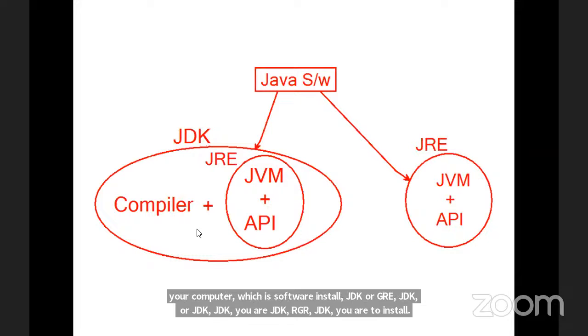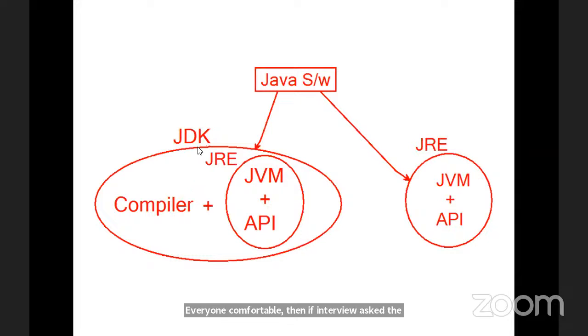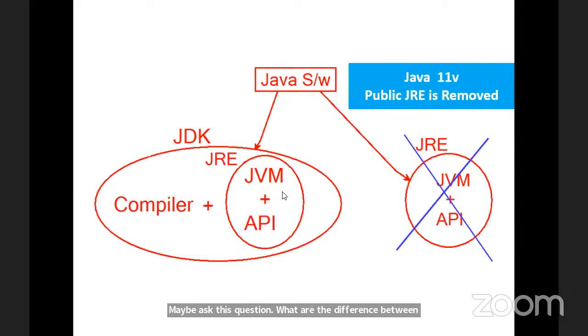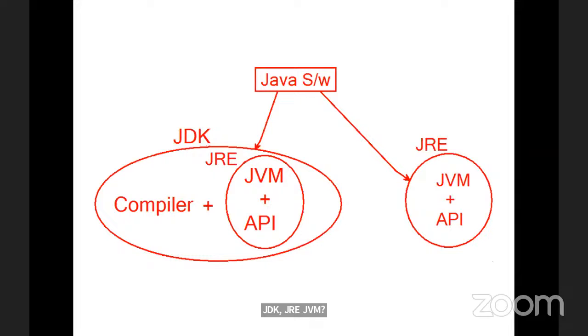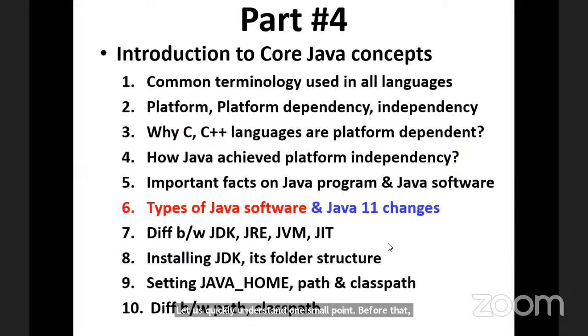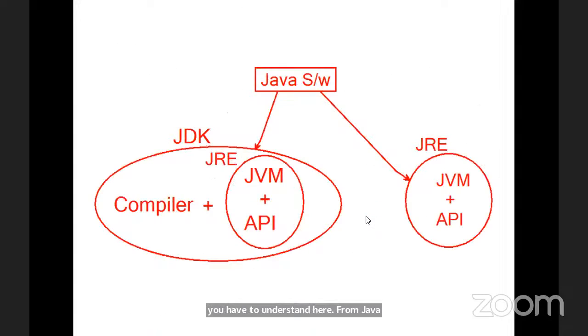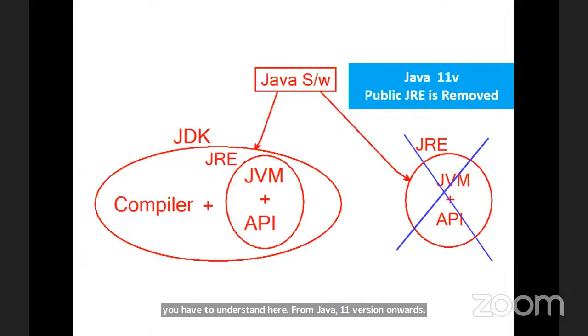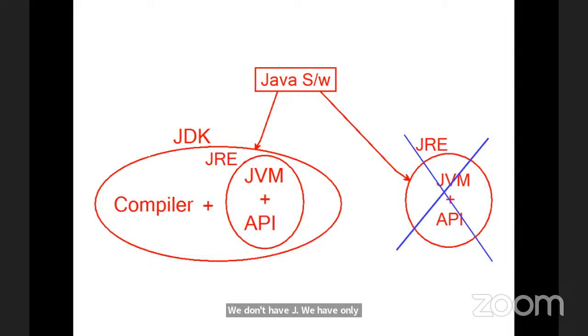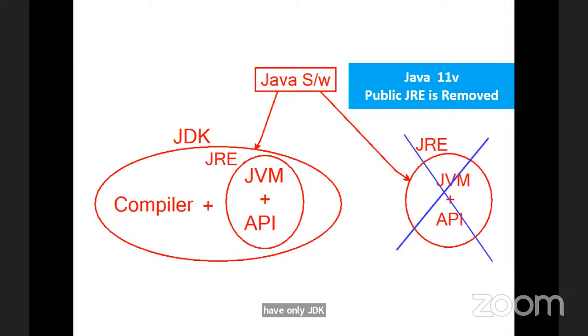Everyone comfortable? Then if the interviewer asks the question, what is the difference between JDK, JRE, JVM? Let us quickly understand one small point. Before that, you have to understand here, from Java 11 version onwards, we don't have JRE. We have only JDK. There is no JRE. Why was JRE removed? There is a big discussion. After the Hello World program, after 2 to 3 programs are developed, then I will explain why JRE is removed and why we have only one Java software called JDK.